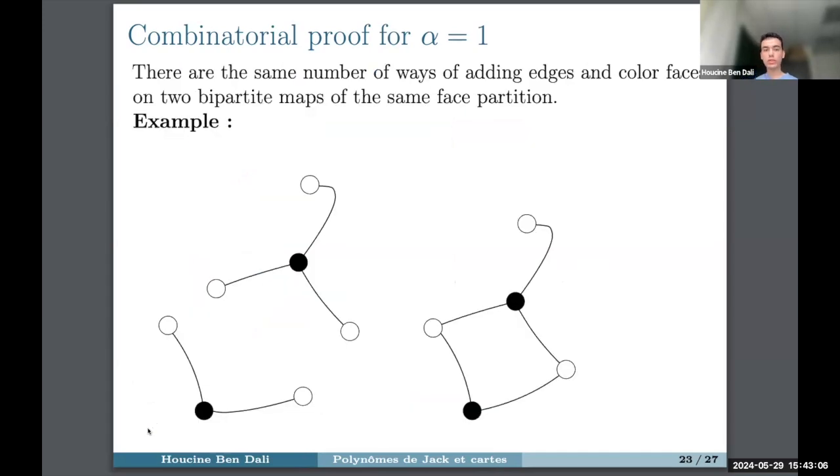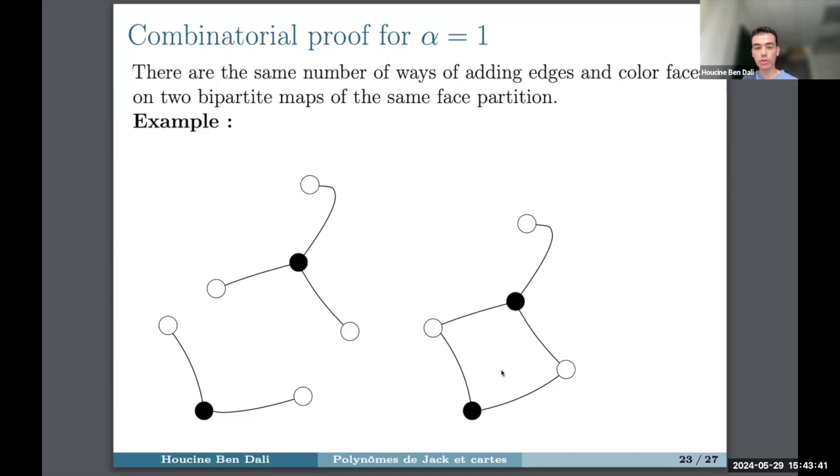So let's say that we start from two maps which have the same face partition. Here we have a star map, and here we have just another map. The only thing in common between the two of them is that they have the same face partition. Here we have a face of degree 3 and a face of degree 2, and this is the same thing here: the outside face of degree 3 and the inside face of degree 2. And what we are saying is that if we have a way of adding edges here, we can copy it in exactly the same way on the right-hand side.